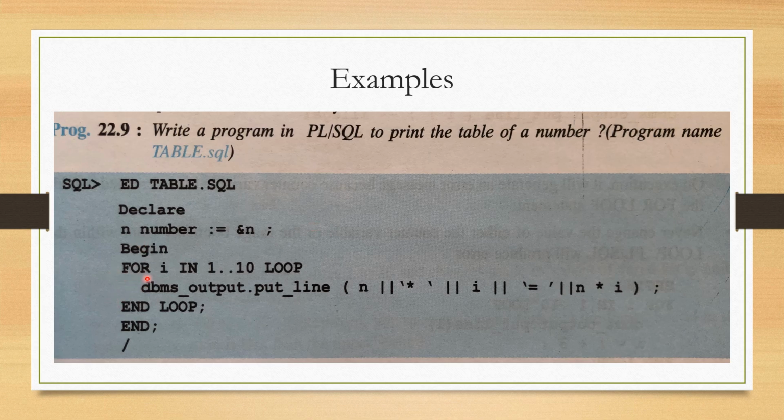We are writing the for keyword, then i is a counter that is initialized to 1, the initial value is 1, and then we are using the range operator 1 to 10, that means the final value of i will be 10. It will start from 1 and it will end at 10, right? And after this we are using the loop keyword, and we are just using the logic of the program, and we are ending this loop. And I hope this is a very simple program, and you don't have any kind of problem in this type of program, right?